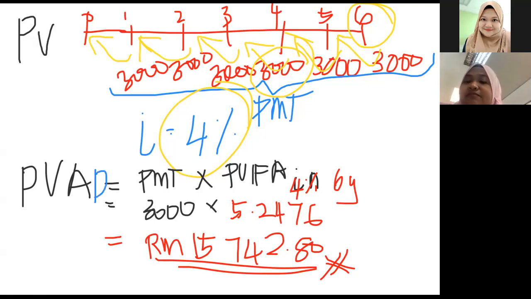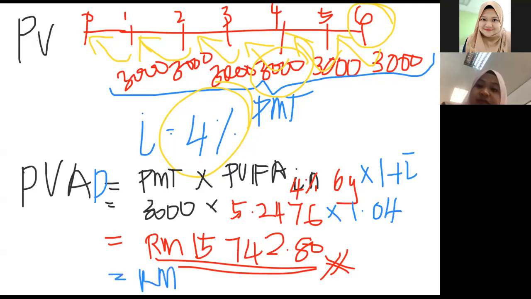What is the difference between PVA and PVAD? In PVAD, you need to multiply by 1 plus I at the end of the formula. So times 1.04. So now the answer will be 16,372.51. Okay, so this is the answer if the payment happens at the beginning of each year.